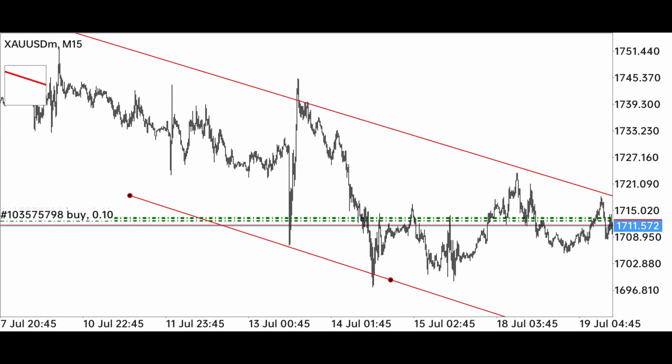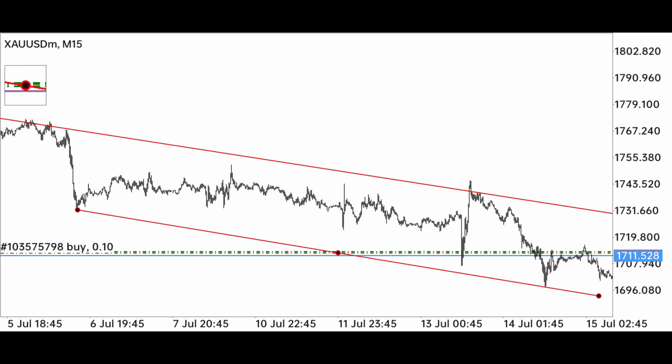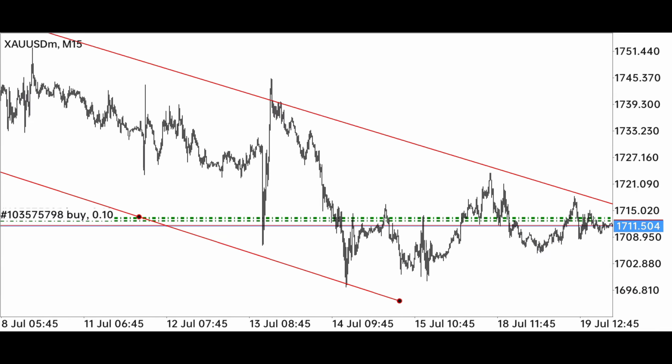The market has been going down for a long time. We can see a good bullish momentum. If this happens, then we will be in good profit.